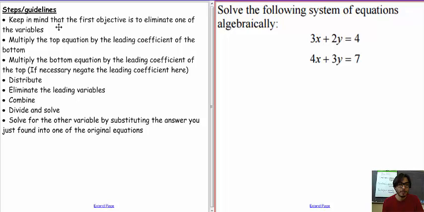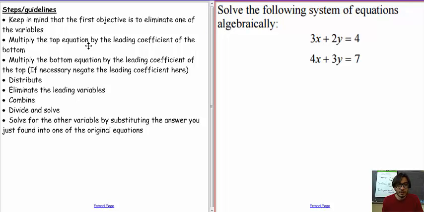So the first step or guideline says, keep in mind that the first objective is to eliminate one of the variables. So we got two variables here, makes it very difficult for us to solve for any one of them, so we have to eliminate one of the variables.